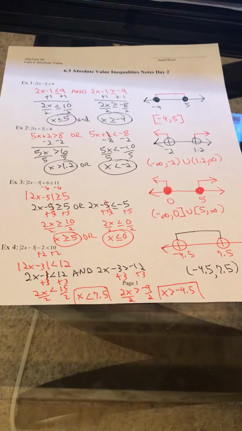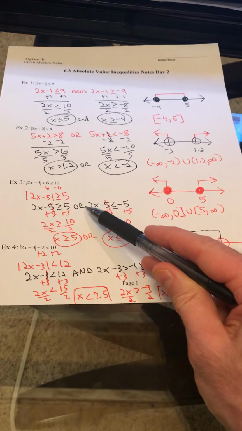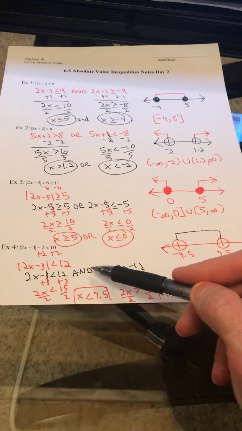So again, 6.3 has a couple of assignments on Schoology. Really wasn't anything new here with this group of notes. It was just to outline the differences as to when you have a greater than, meaning an or, and the less than, which is an and.